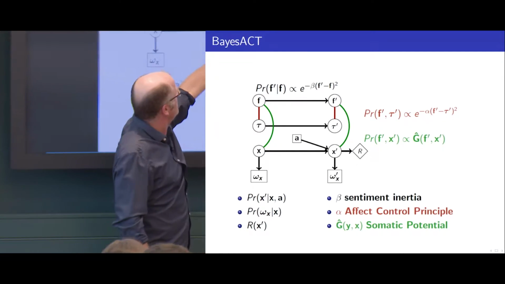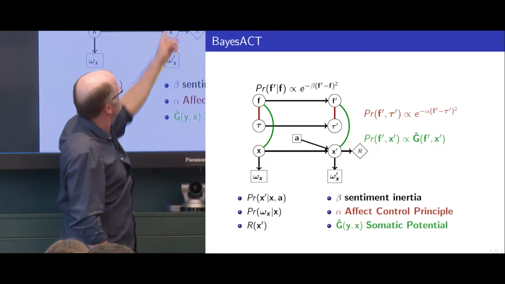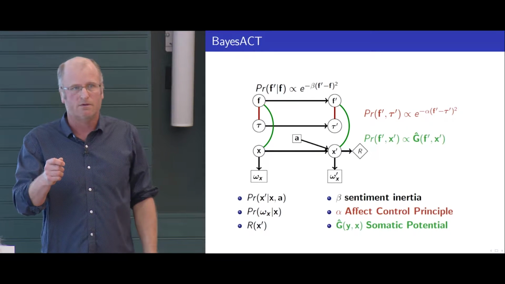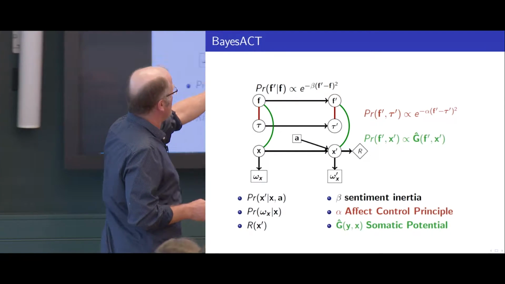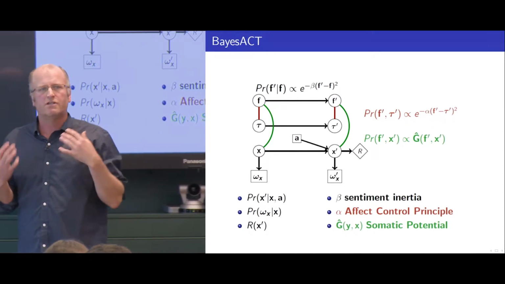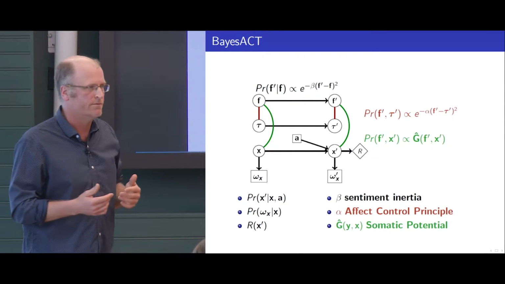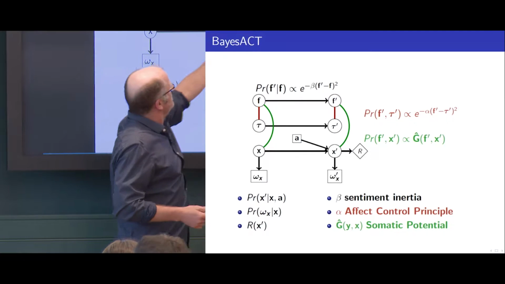The first one, shown in red, is the connection between fundamentals and transients, and that's the affect control principle. Okay? It's governed by this parameter alpha, which says how strongly I believe that people are going to act according to the affect control principle. So that's the first one.